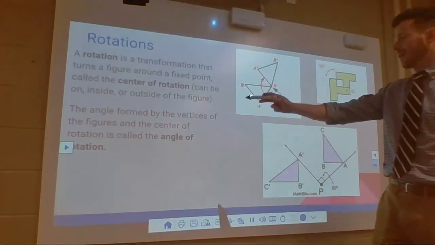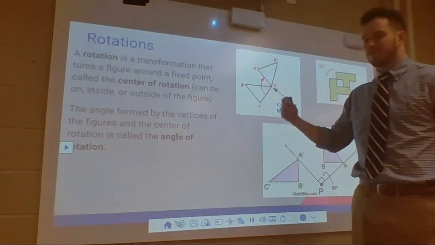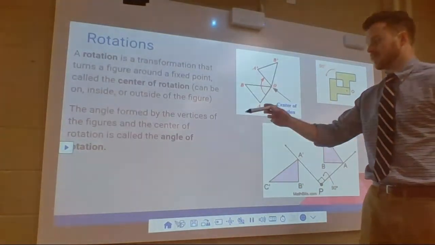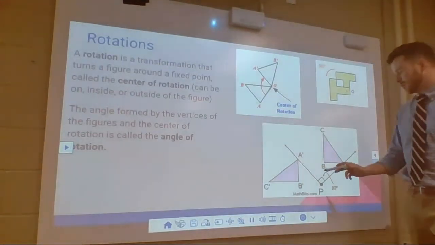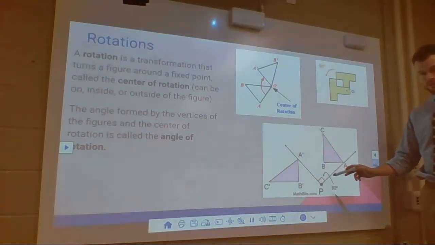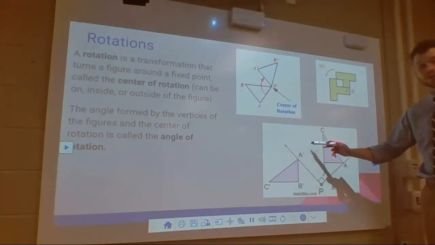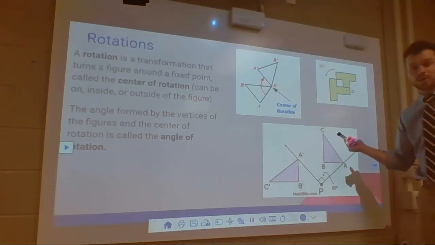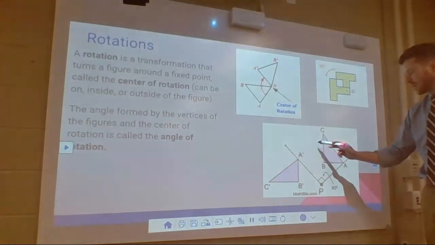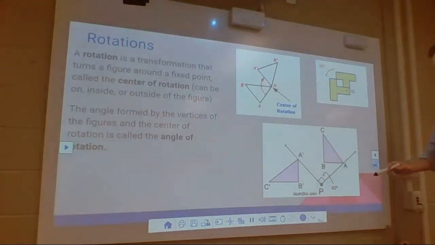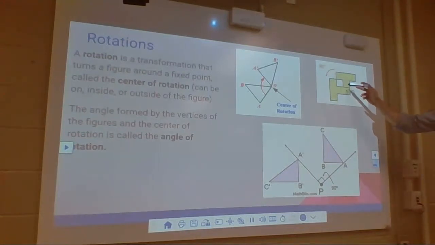Okay, so the angle formed by the vertices of the figures and the center of rotation is called the angle of rotation. Here we have a 90-degree angle of rotation. So this figure is rotating 90 degrees counterclockwise, so the opposite way a clock goes, right? It's rotating 90 degrees counterclockwise. And then here we have a center of rotation that is actually inside the figure. Alright, so that's also a 90-degree rotation, just the center of rotation is inside the figure.